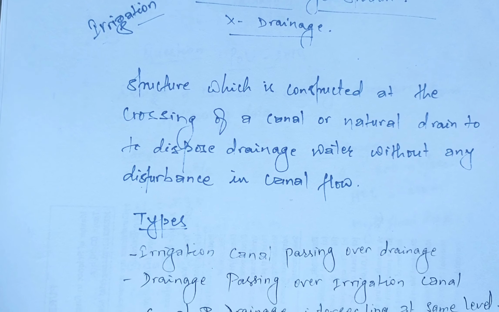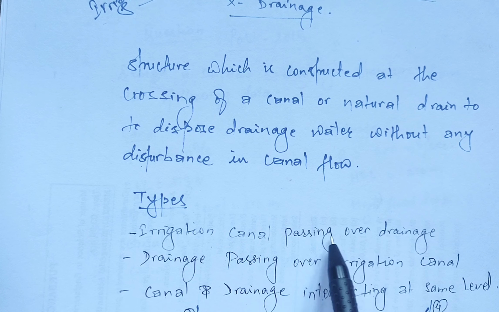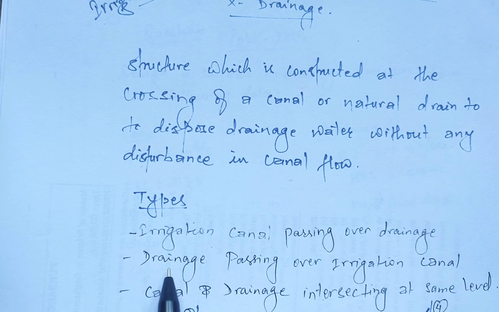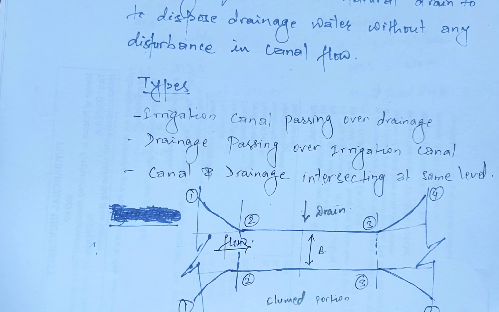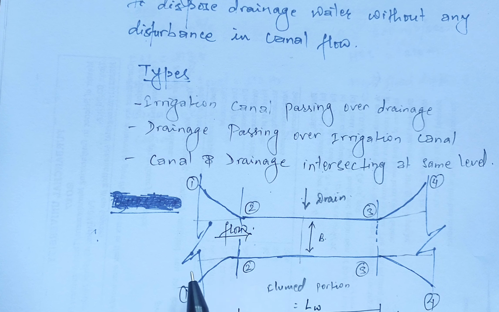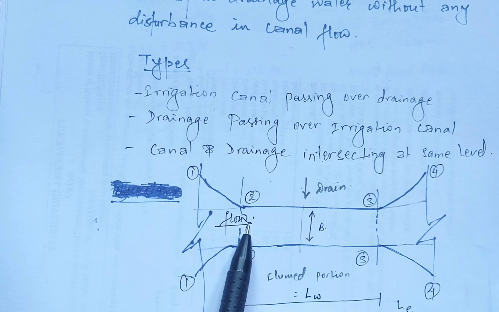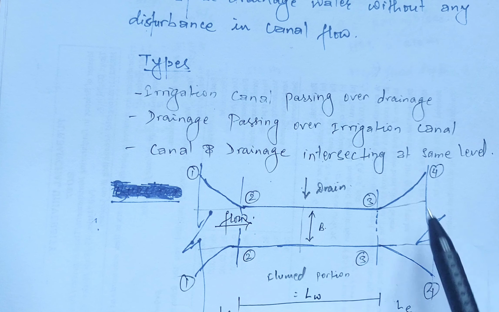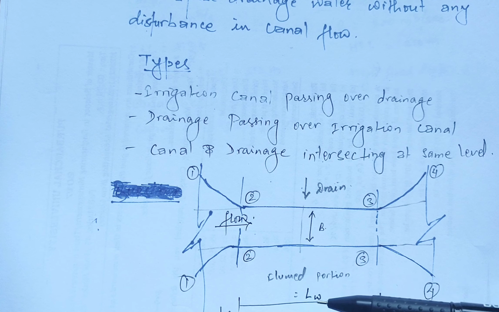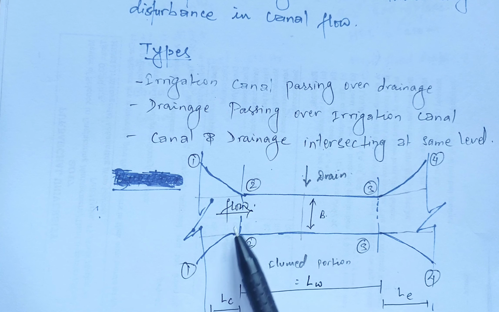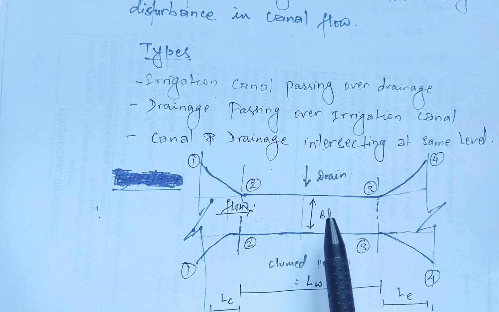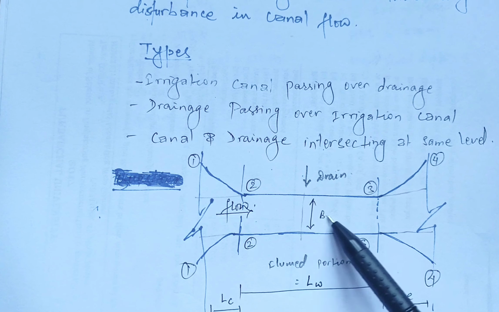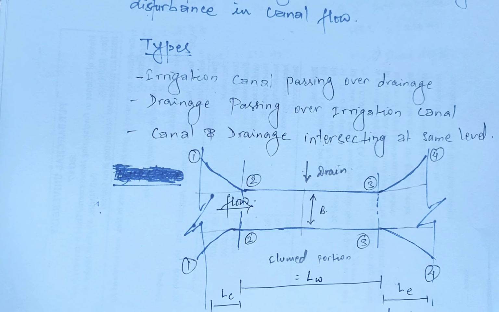It can be of three types. The first is an irrigation canal passing over the drainage. The second is drainage passing over the irrigation canal, and in the third, canal and drainage intersect at the same level. So this is the cross drainage structure, where the canal flow occurs in this direction and the drain flows from this direction. This is the contraction zone, this is the expansion zone, and this is the waterway or flume portion, where the width of the canal is reduced. It is said to be the flume portion.